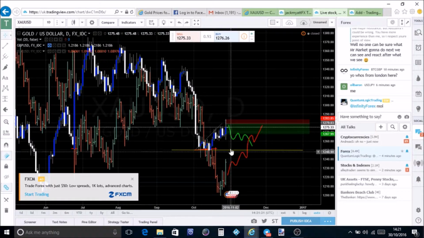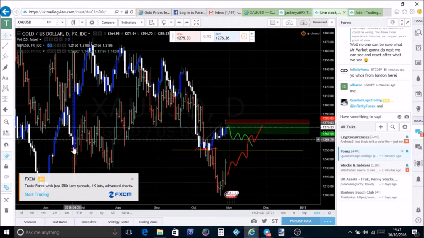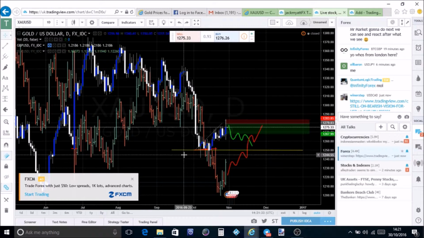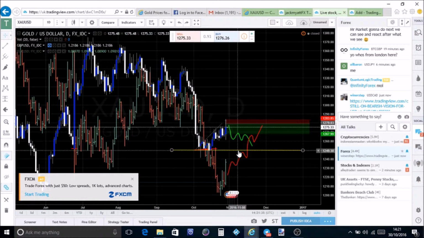What I've got here is this little central point. It appears to be a decent support and resistance level. If you see back here on the little red mark, that was the point where it bounced off that, and further back you'll see the same thing again, acting as a resistance line behind that, and a support line behind that again.